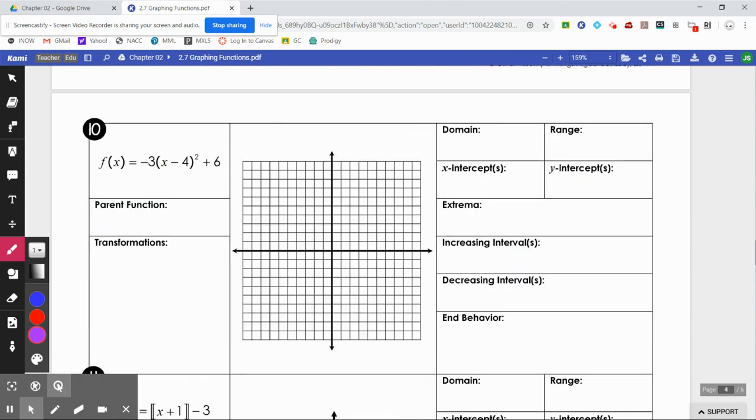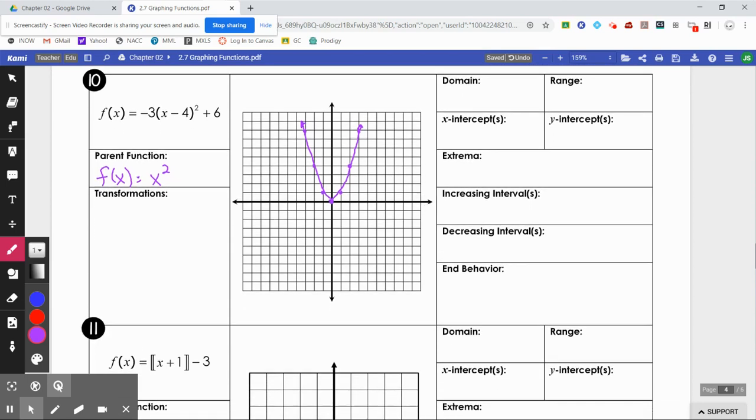Okay, number 10, our parent function is y equals x to the second power. Let's take a look at that graph. And we see there our parabolic shape. Our transformations, all of our stretches and compressions first. We do have a vertical stretch times 3, so we'll call it a y stretch, just so we'll remember to multiply it times our y, and that'll be times 3.